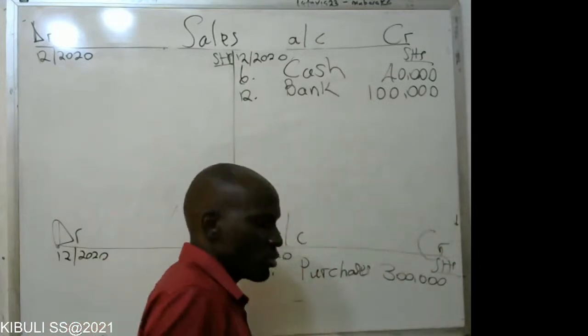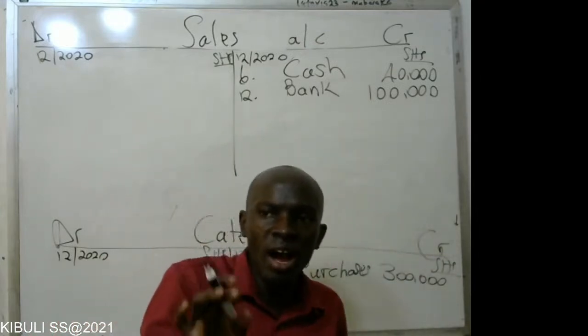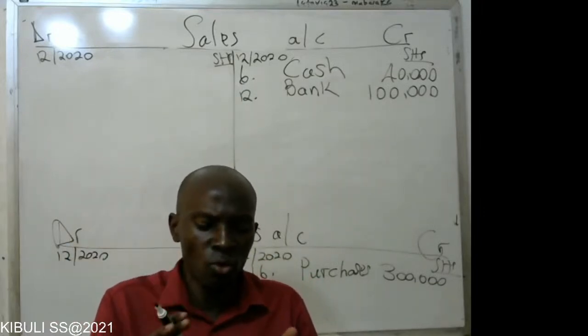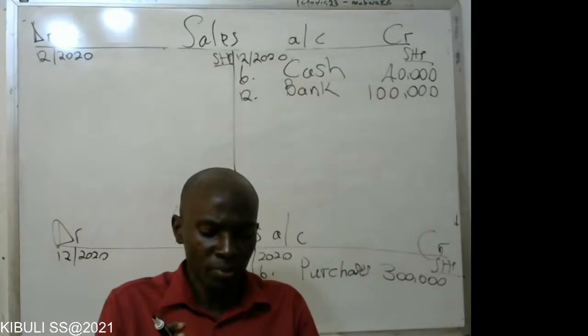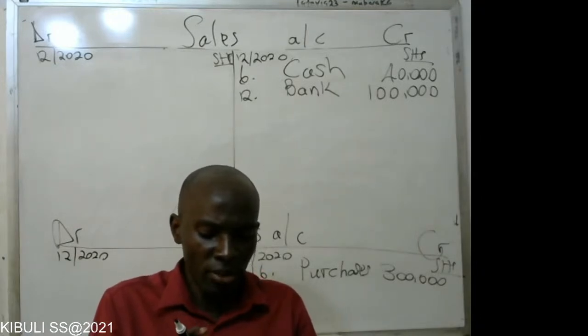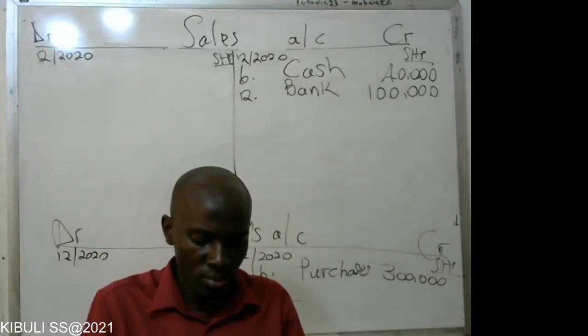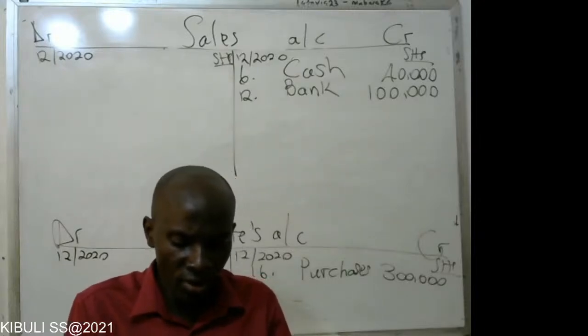Look through the information again. Which other account affects sales? Which other transaction affects the sales account? So paid stationery, bought goods, and so on. Which other one? Which other account affects the sales?